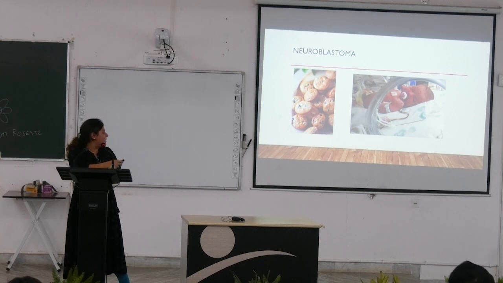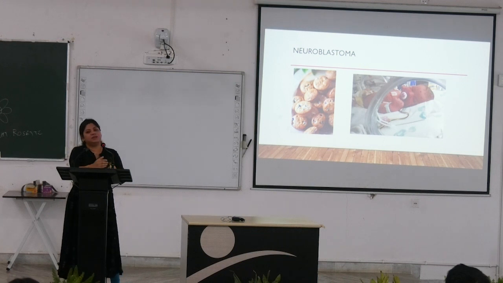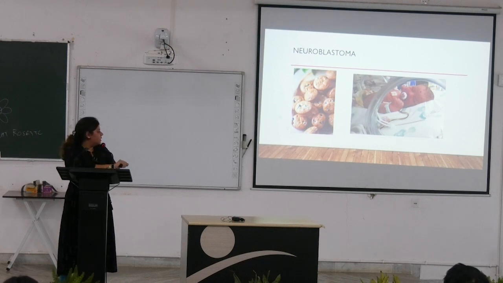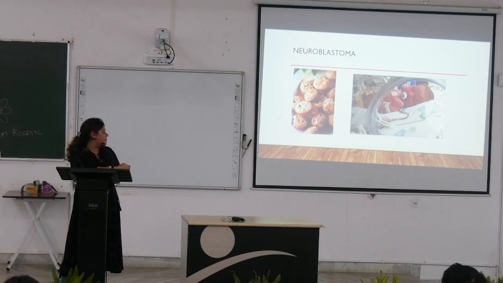So anyway, the child will be born with multiple cutaneous metastases of neuroblastoma. These are cutaneous metastases. Neuroblastoma can metastasize to lung, bone, bone marrow, liver, and skin. So this is called a blueberry muffin baby.